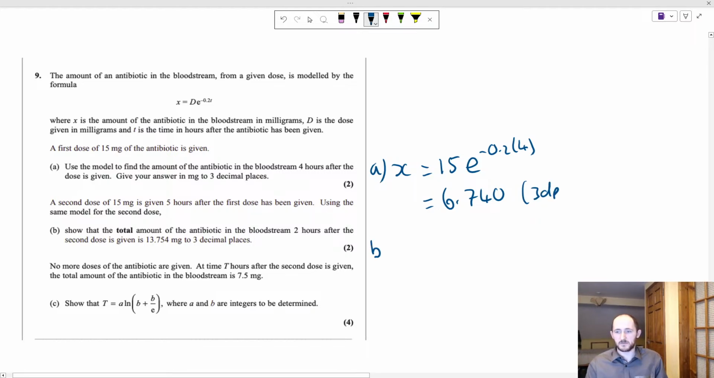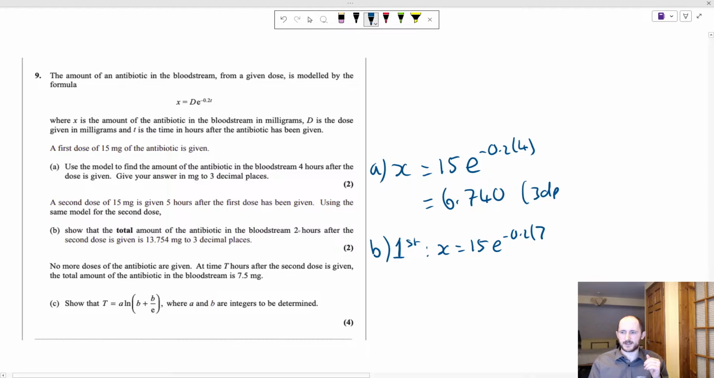Not bad. A second dose is given 5 hours after the first dose. Using the same model for the second dose, show that the total amount is 13.754. Well, what we're going to do is for the first dose, x is equal to 15 e to the minus 0.2. And that's 7 hours after, right? Because 2 hours after the second dose would be 5 hours after the first dose, plus another 2 hours, right? Because it's 7 hours after the initial one.